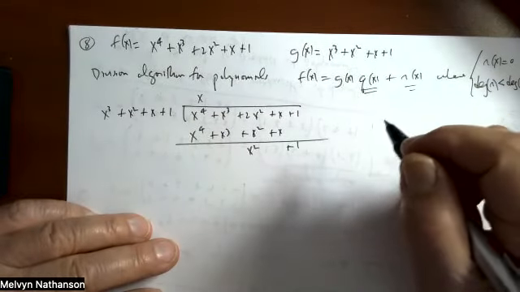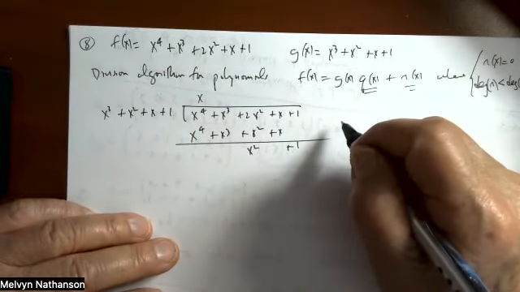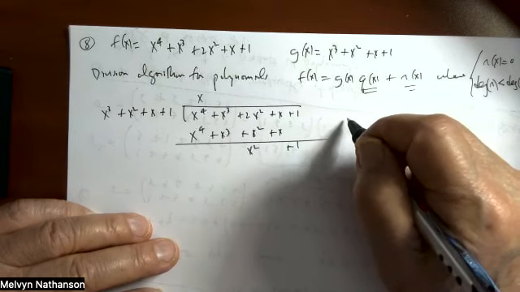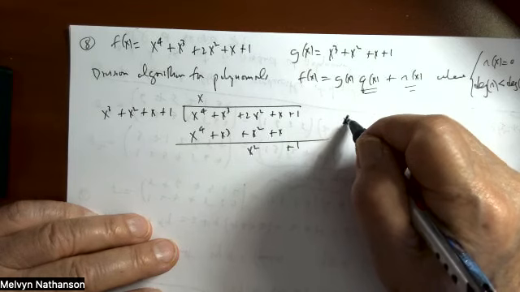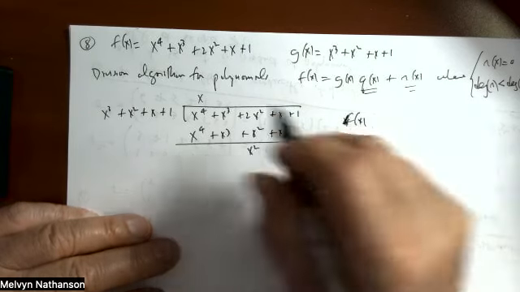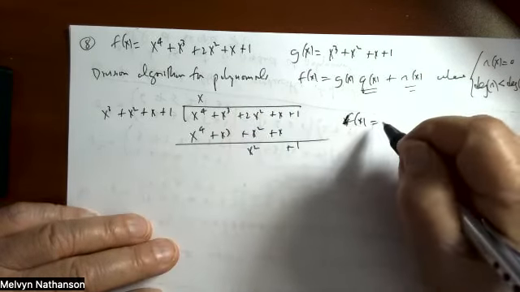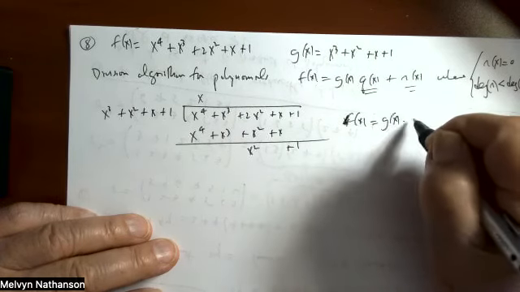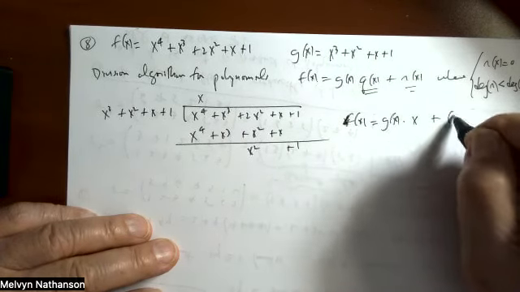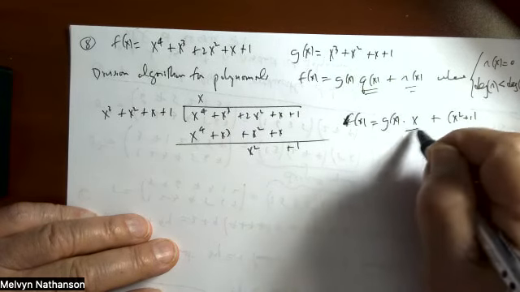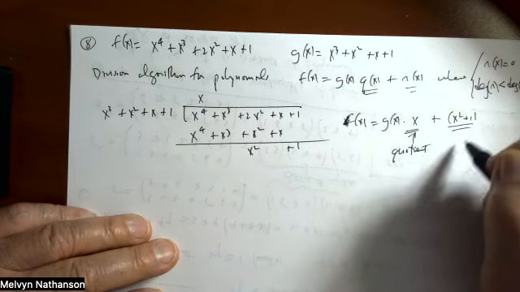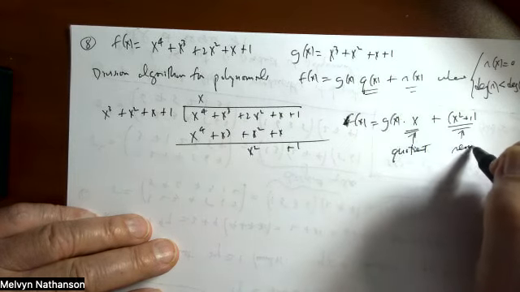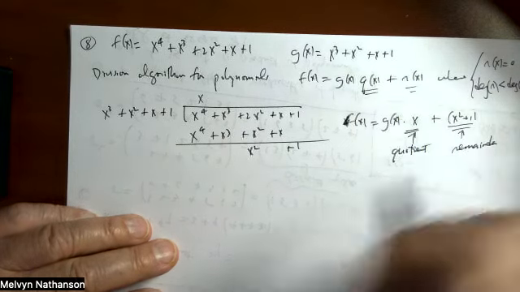So we have f of x. I'll write this in two ways first. F of x, that's this polynomial, is equal to g of x times x plus the remainder x squared plus 1. So this is the quotient polynomial, and this is the remainder.